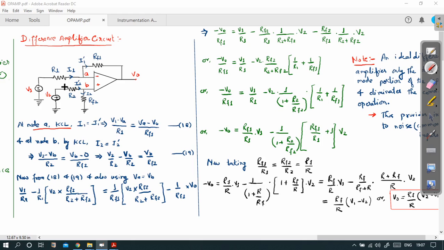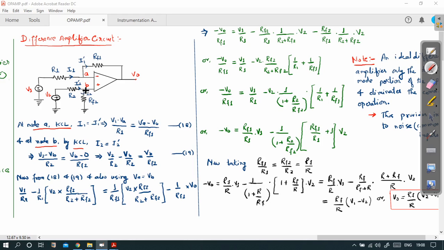Now express this in terms of voltage and resistance. I1 is basically passing through R1. So we can write (V1 minus VA) divided by R1 for I1, where VA is the potential of node A. And for I1 dash we can write (VA minus V0) by RF1. Then at node B, again apply KCL.